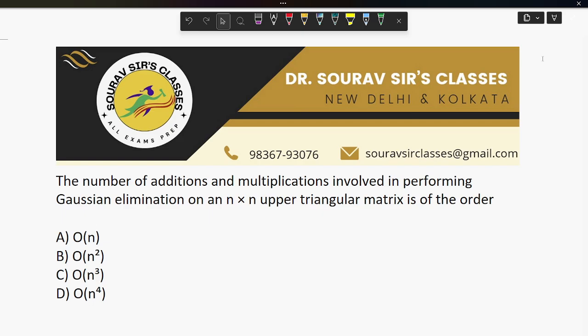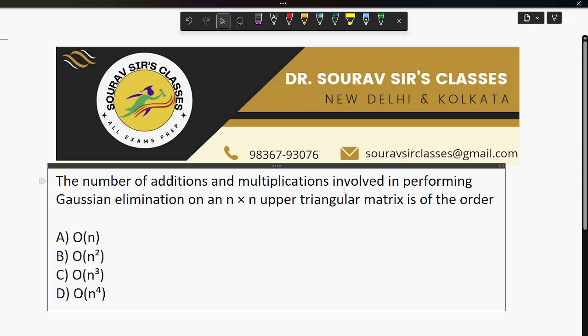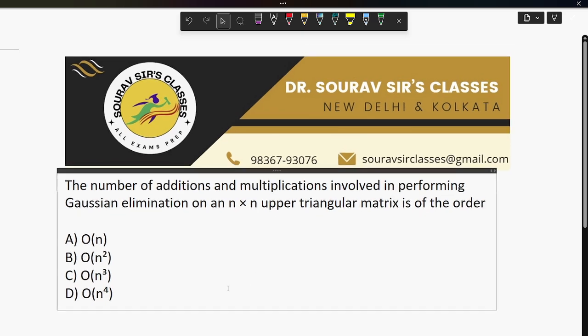So now we are going to solve a problem which appeared in the GATE AI question paper. The question is telling us that the number of additions and multiplications involved in performing Gaussian elimination on an n cross n upper triangular matrix is of the order O of n square, O of n cube, and O of n to the power 4. Okay. So let us see what we can do with this.